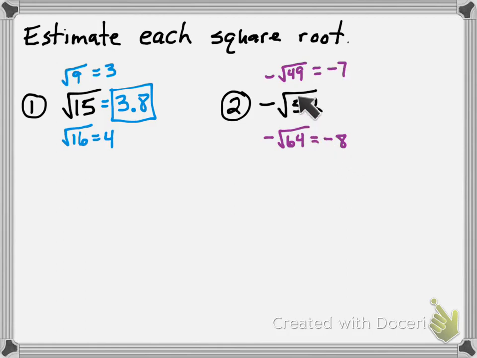Well, 52 is a lot closer to 49 than it is 64, so I'm going to pick a number a lot closer to negative 7. So I do negative 7.2. And there's my estimation for the negative square root of 52. Okay, so the key to estimating square roots is knowing your perfect squares. If you don't know your perfect squares, then you're not going to be able to estimate this without a calculator. And that's what you're going to have to do for the test.